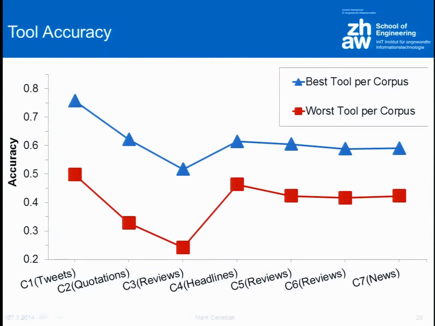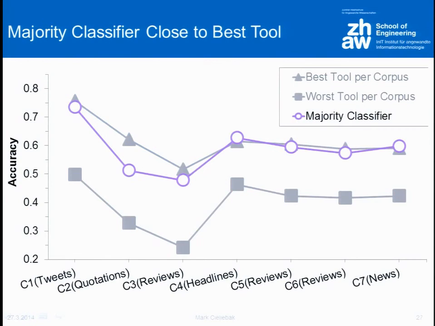Okay. This is again the slide from before. The best tool per corpus, worst tool per corpus. And this is a majority classifier. Well, doesn't win is not really quite correct. It's still close to the best result. No, it doesn't improve significantly.